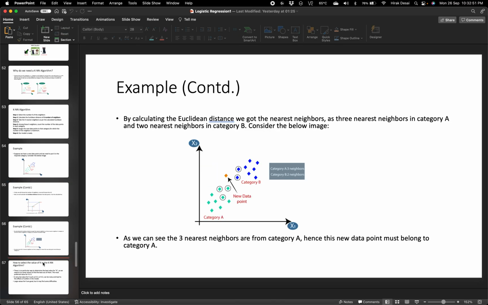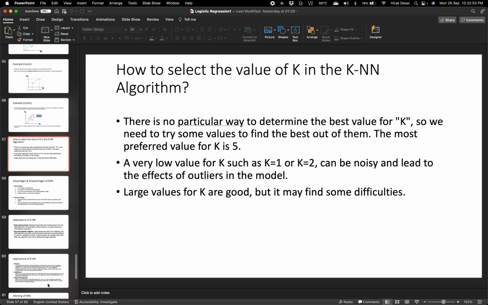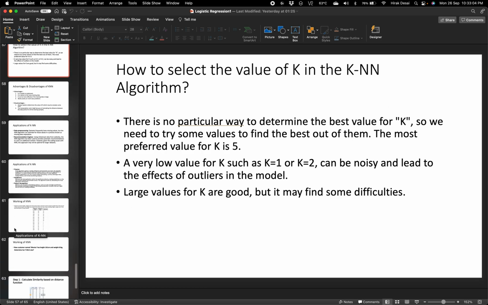Example we know. Then, how to select the value of k. The value of k is usually preferred to be odd. A lower value can lead to noise and the effect of outliers in the model. A large value is good, but it may sometimes be difficult.